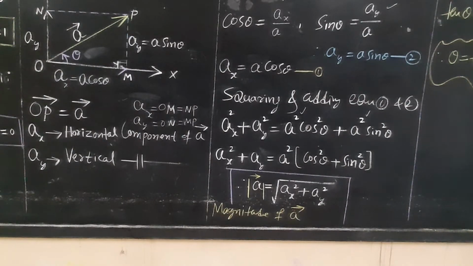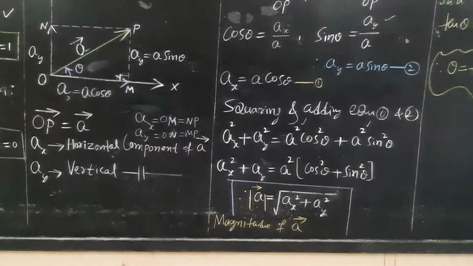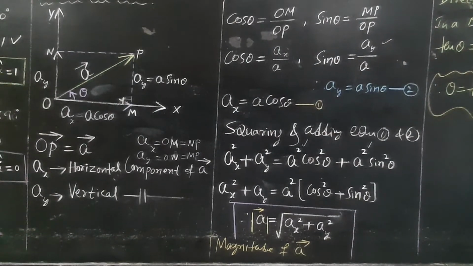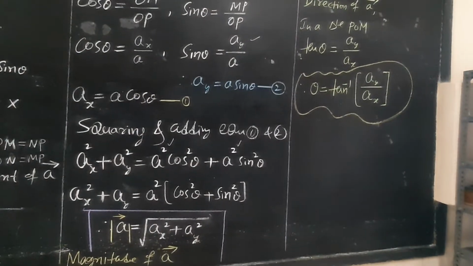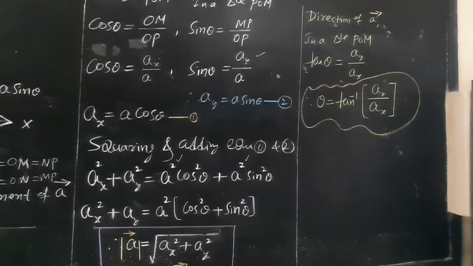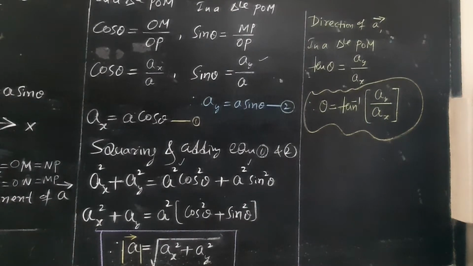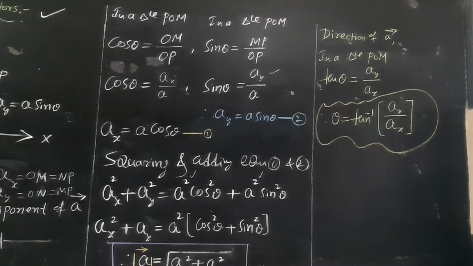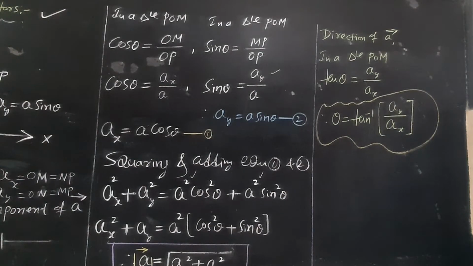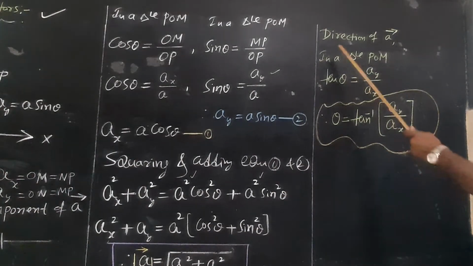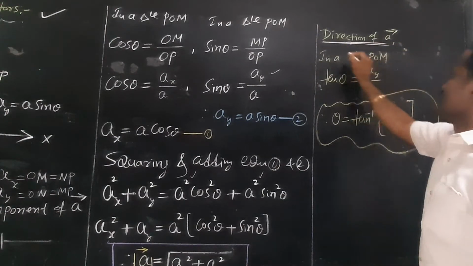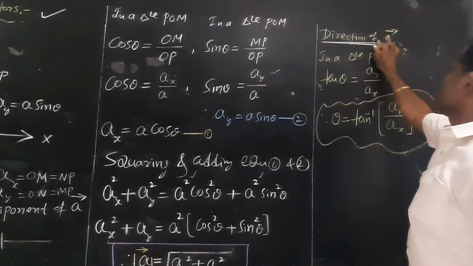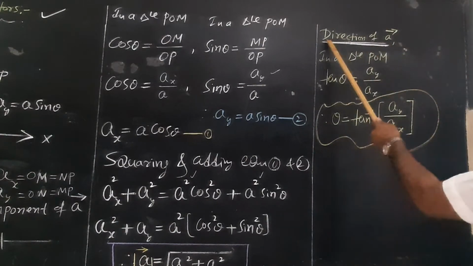Okay. Now we'll move on to how to find out the direction of this vector A. To find out the direction of vector A, see here, very simple analysis. The same right angle triangle POM. In triangle POM, you want to find out the direction of vector A.